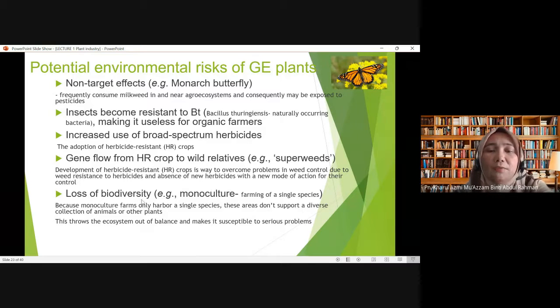And then loss of biodiversity. For example, monoculture, farming of a single species. Because monoculture farm only harbors a single species, these areas don't support a diverse collection of animals or other plants. Ada juga farm tu hanya menanam satu jenis sahaja tanaman. So pokok-pokok lain tak sesuai hidup sebab penggunaan mungkin baja dalam ratio yang berbeza. So dia tak support diverse collection of animals or other plants. So akan menyebabkan kehilangan biodiversity, semakin berkurangan. So akan menyebabkan our ecosystem is unbalanced. Okay.